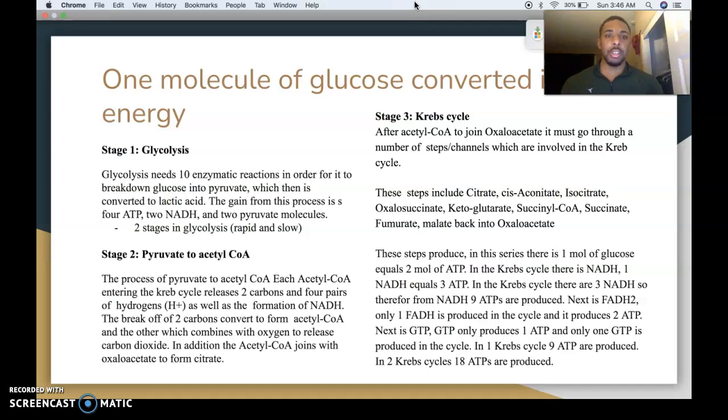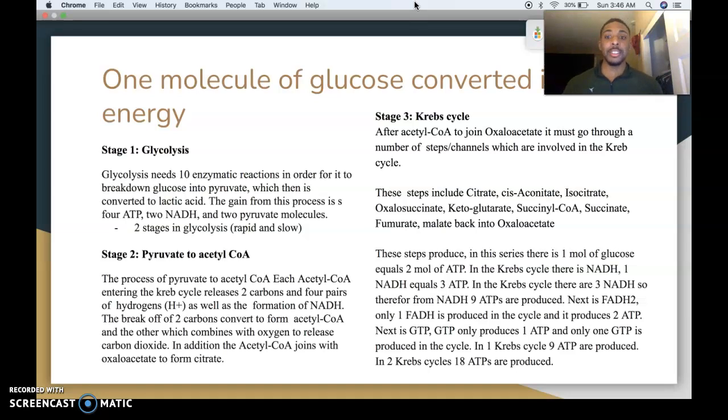So, stage 3 is the Krebs cycle. As I stated, pyruvate enters the Krebs cycle and releases 2 carbons and 4 pairs of hydrogens. After acetyl-CoA, it joins a compound called oxaloacetate, and it must go through a number of steps involved in the Krebs cycle. These steps include citrate, cis-aconitate, isocitrate, oxalosuccinate, ketoglutarate, succinyl-CoA, succinate, fumarate, malate, and back into oxaloacetate and over again.